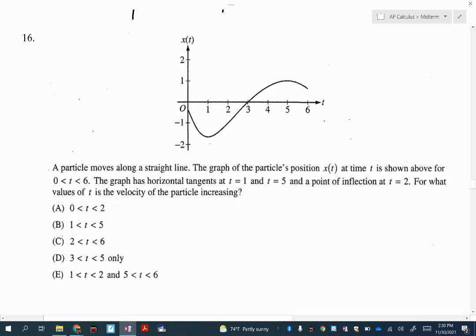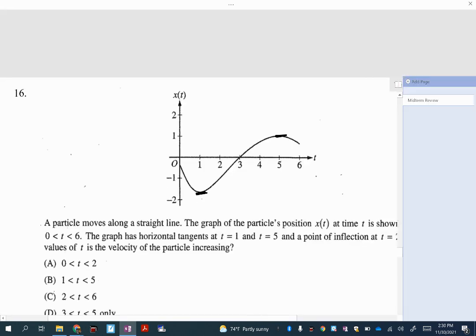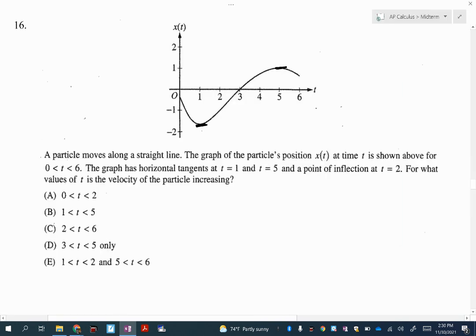Okay, 16. On this one, we're looking at the graph of the particle's position. We have horizontal tangent lines at t equals 1 and t equals 5, and a point of inflection at 2. For what values of t is the velocity of the particle increasing? So actually, if this is the position function, if I take my derivatives, we're actually starting out super steep negative, but then we're slowly getting less steep negative.